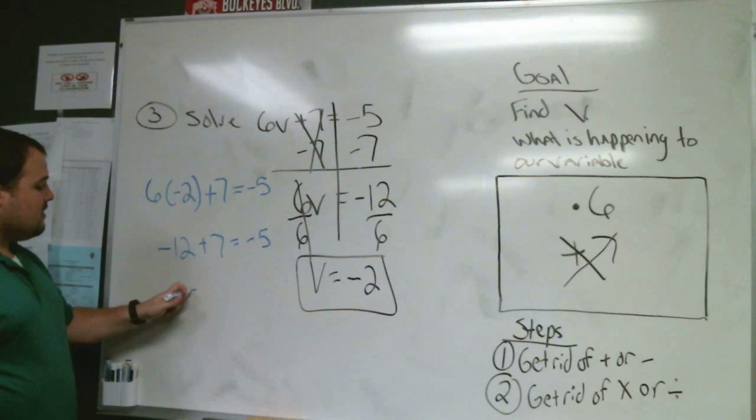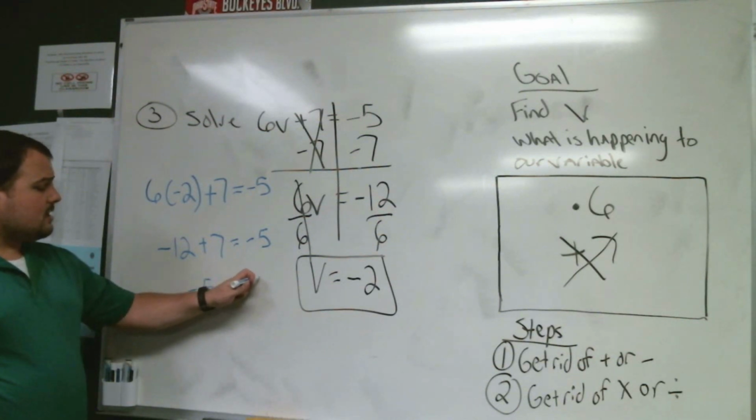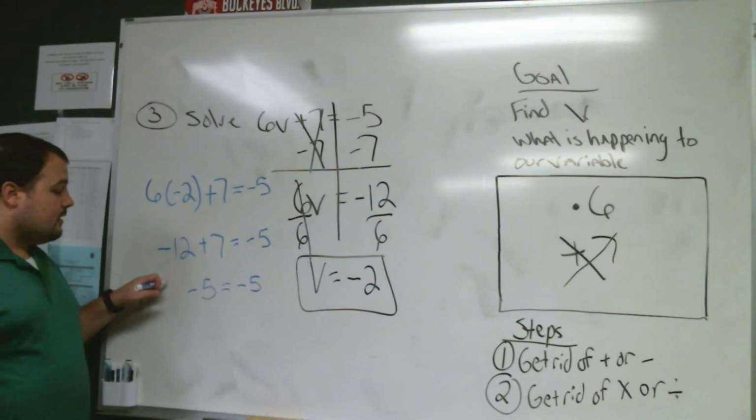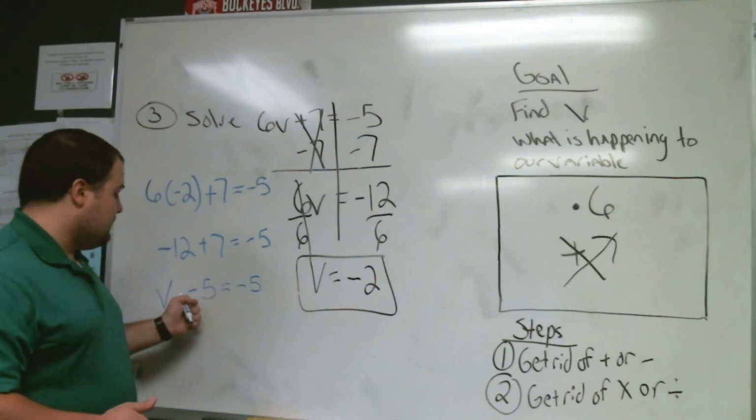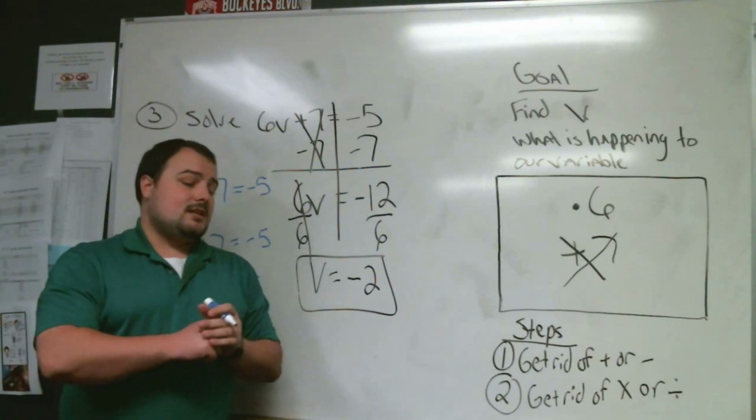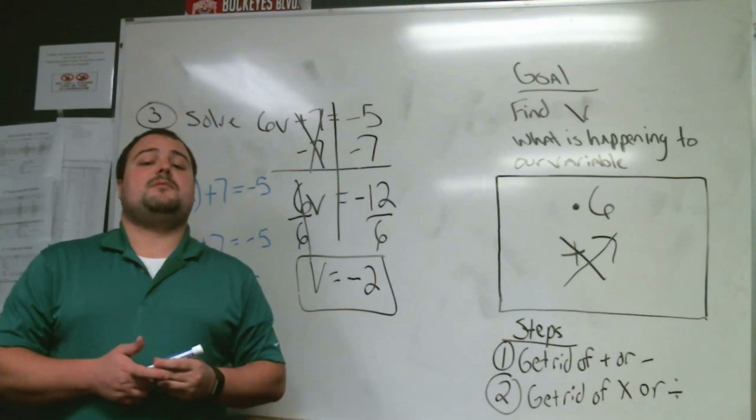Negative 12 plus 7. That's negative 5. And does negative 5 equal negative 5? Yes, that's true. So our answer is correct. We know that negative 5 does equal negative 5. Since that's the case, this is the right answer to our problem.